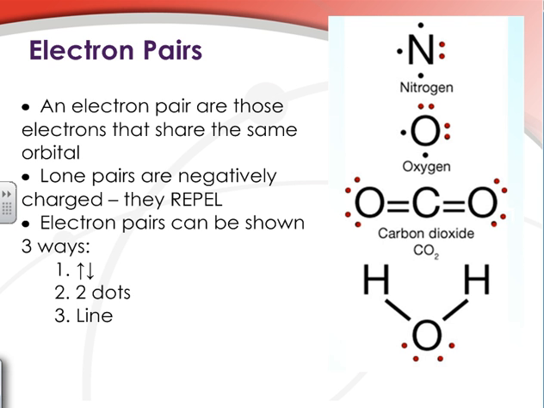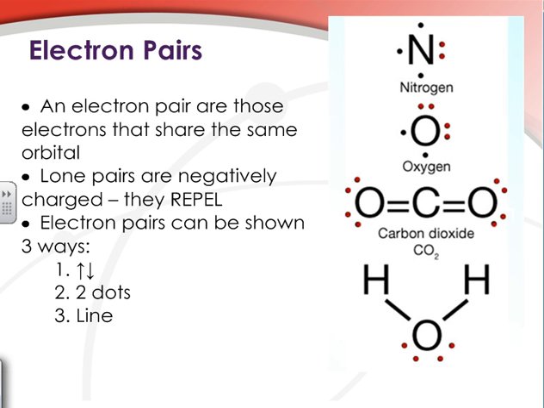Okay. An electron pair are those electrons that share the same orbital. So again, they're in the same orbital, and the reason why they're okay with that is because they have opposite spins. So that's what makes them stable. Lone pairs are negatively charged, so they repel, just like we've always learned. And so what we're going to do is draw them in a three-dimensional way such that this repulsion is at a minimum and they're the most stable.